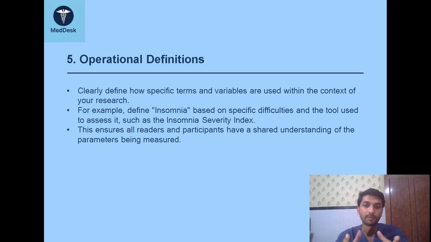So like here, insomnia is mentioned in the file. So you can choose any of the scales for insomnia. Like here, the Insomnia Severity Index. It is a very famous scale to measure insomnia. So you can mention them in the operational definition as well. So you have to measure all of the parameters of all of the words you are trying to use. You are trying to establish the connections between them, so you have to mention them in operational definitions.